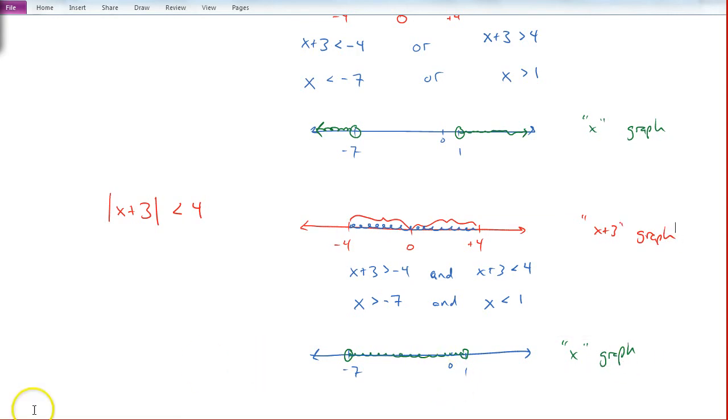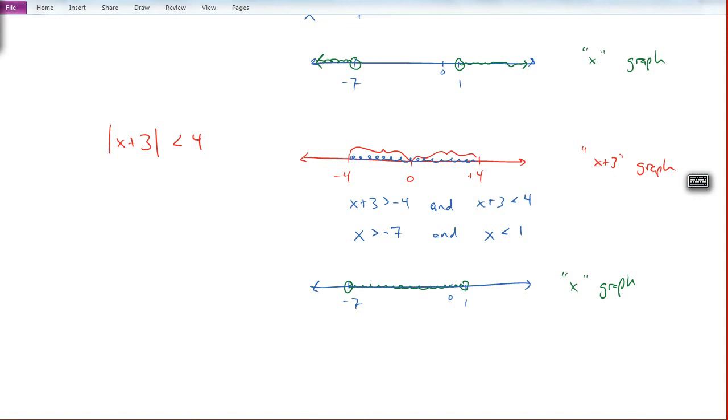I hope that's clear. Okay, one question you might be having is about these open circles. The open circles indicate that all of the points as close as you want to 1 or as close as you want to -7 are going to be included in the solution set.